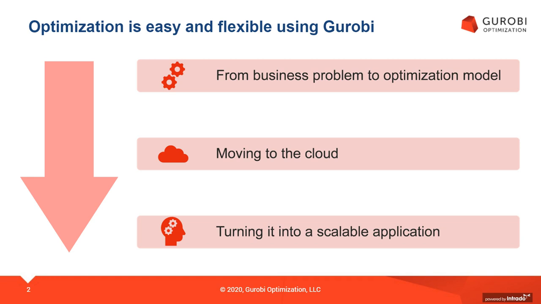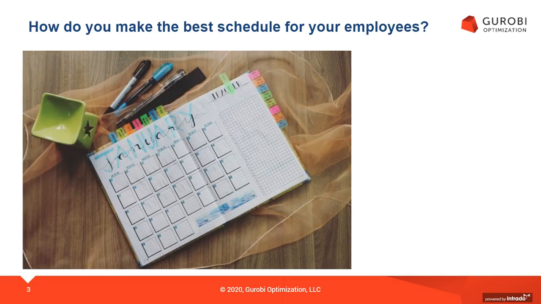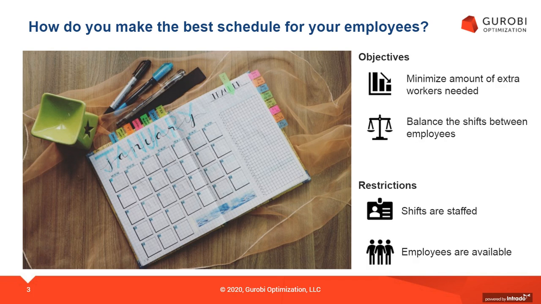Okay, so let's start from the beginning. Let's start from the business problem. Imagine you are the manager of a supermarket and you have a number of employees and you have to plan when they should work and when should be their schedule. When you're faced with this problem, there's a couple of objectives and a couple of restrictions that you're going to face. So the objectives you might have are that you want to minimize the amount of extra workers that you may need. So if you don't have enough people on payroll, then you might have to hire in short-term extra workers, but that can be expensive. It can be disruptive to business.